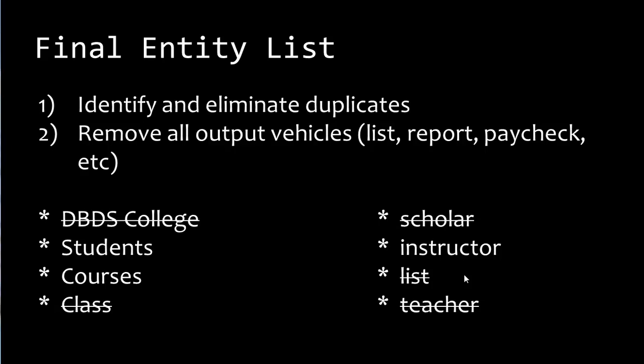The only one we really have is the word list, if you remember, and so I would actually remove that. You don't store output information in a database. So when you identify in your requirements words like lists and reports and paychecks, this type of report, that type of report, whatever it may be, eliminate those from your entity list. Again, you're not storing information about those. Those things are going to be derived based upon the data that's already stored in the other entities. I hope that makes sense.